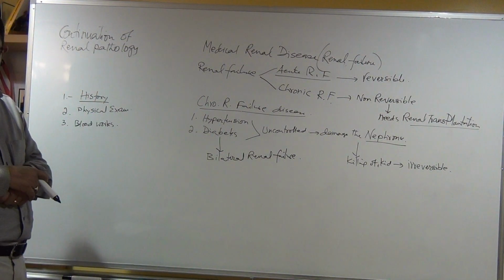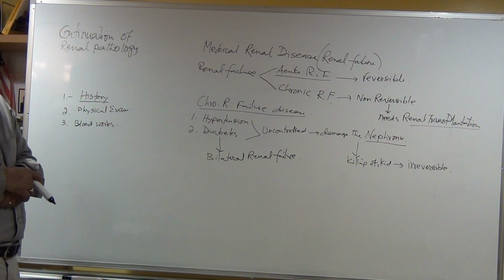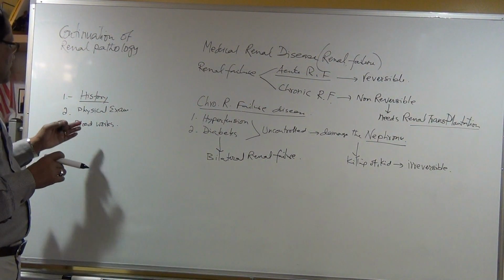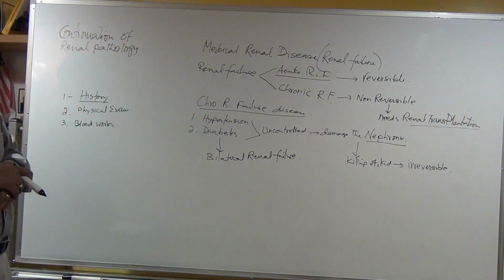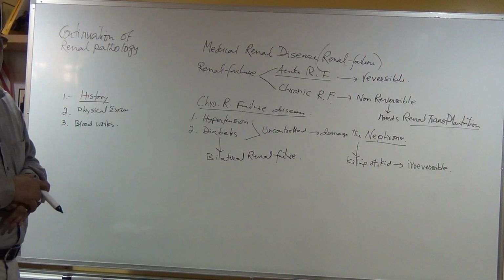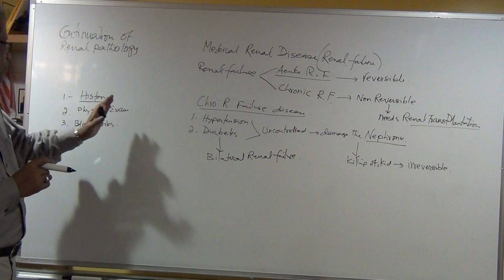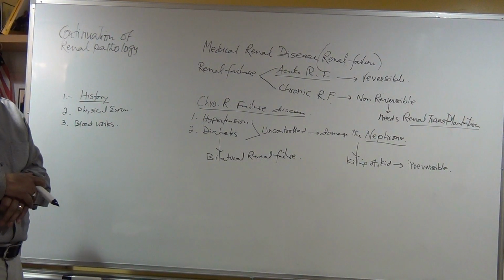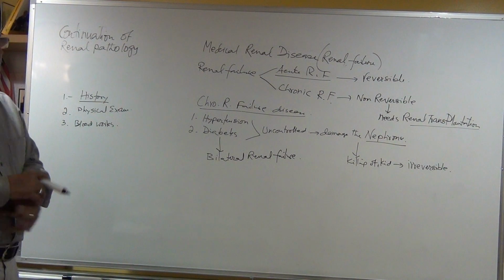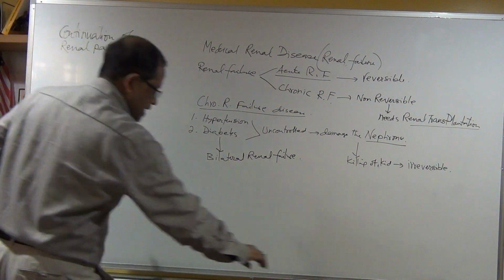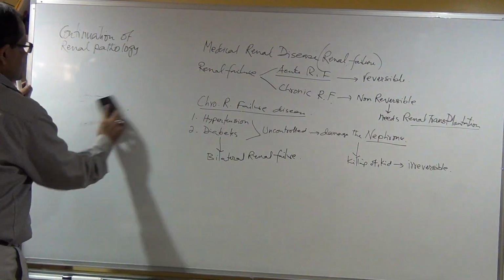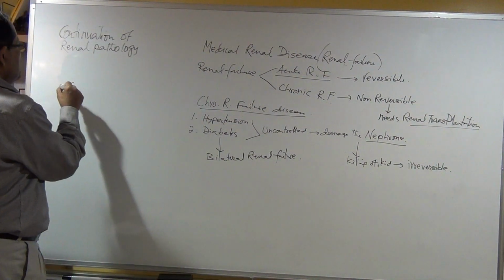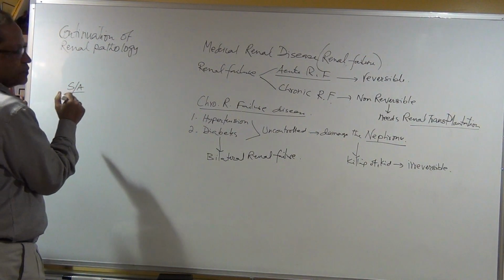Then you will see the blood urea nitrogen and creatinine are abnormal, and the electrolytes are abnormal. So then you will know, okay, the patient has already damaged kidneys. So now after that, what are you going to do? You're going to start the ultrasonography. So then what will be the sono appearance?